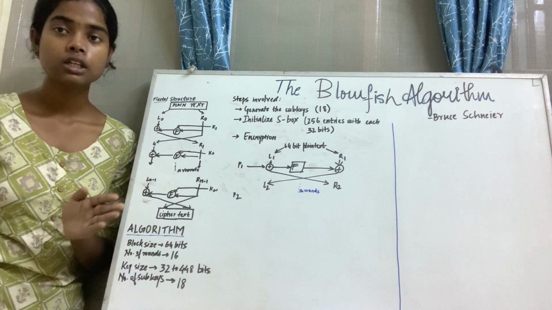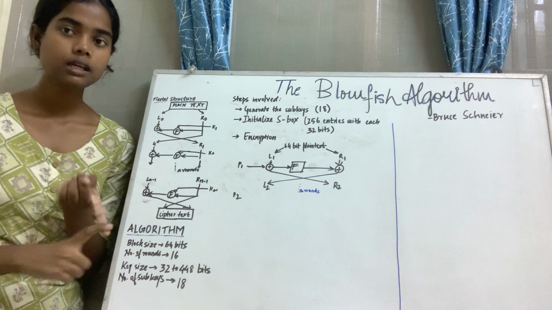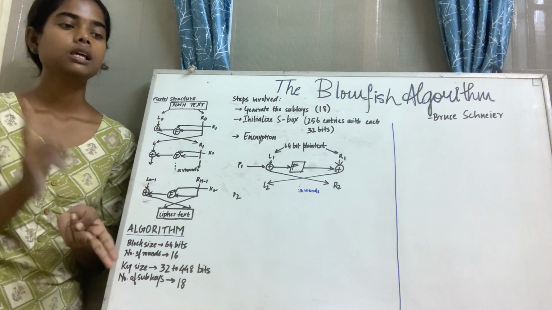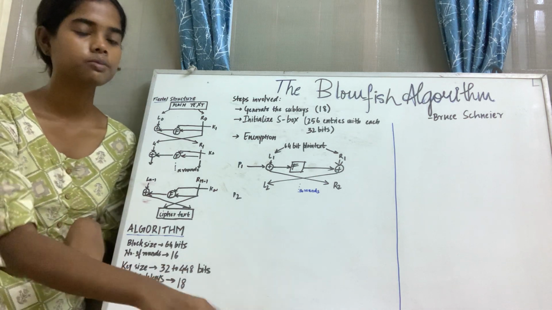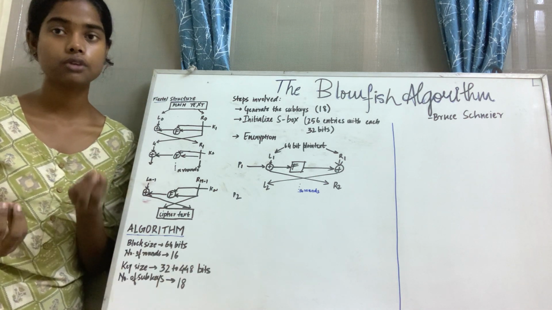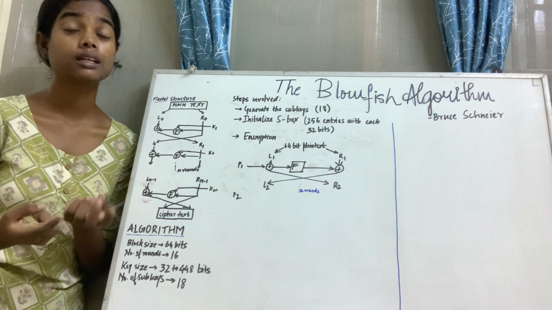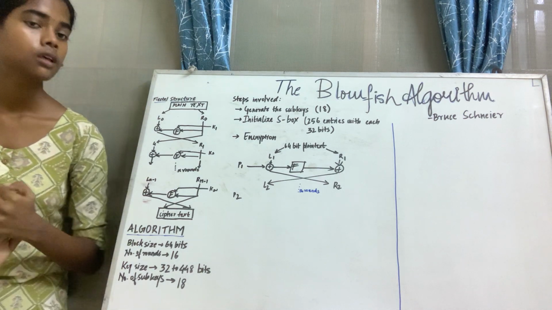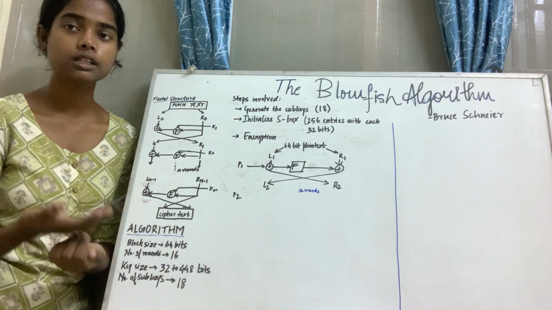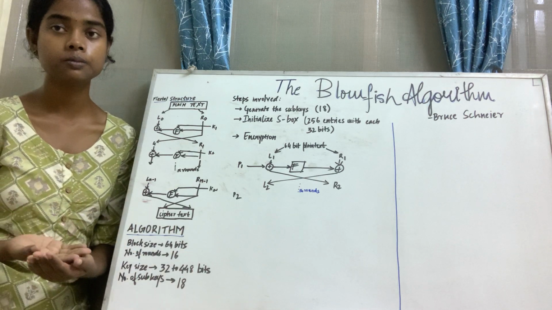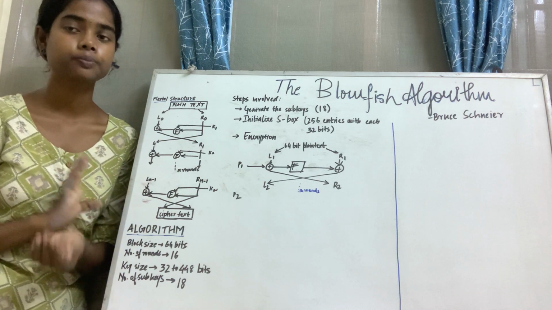In the case of asymmetric cryptographic algorithms, we will be using two keys. One is the public key and the other is the private key. Each person associated with the message transfer will have a set of these keys, a public key and a private key. The Blowfish algorithm itself comes under symmetric cryptographic algorithms. So basically we will be using only one key in this algorithm.